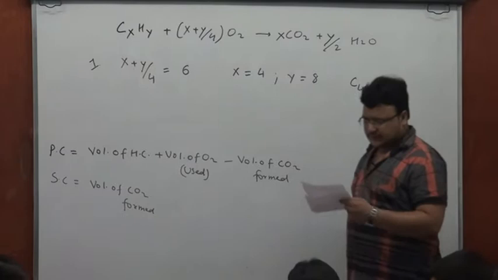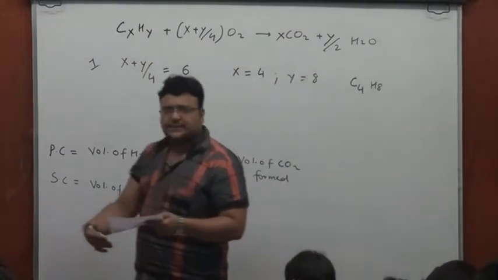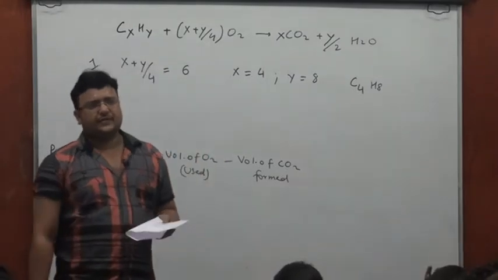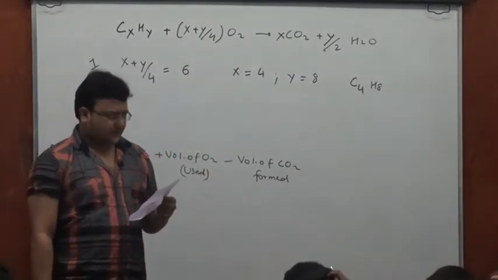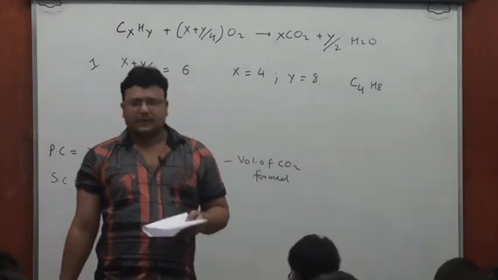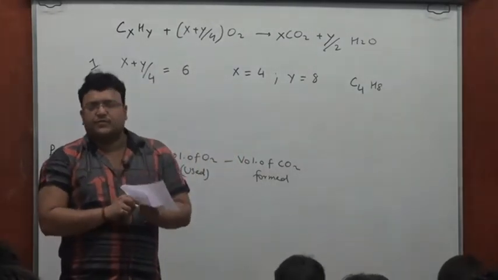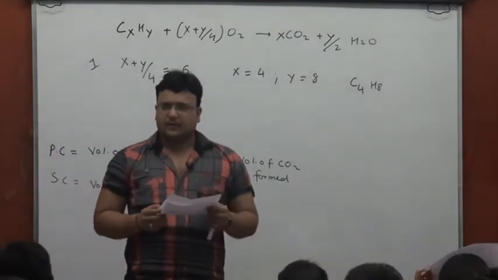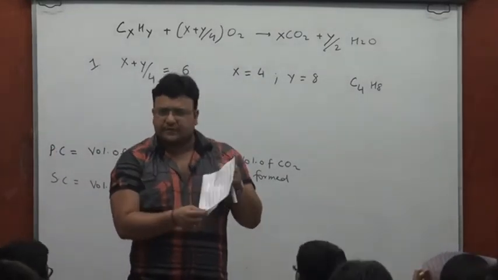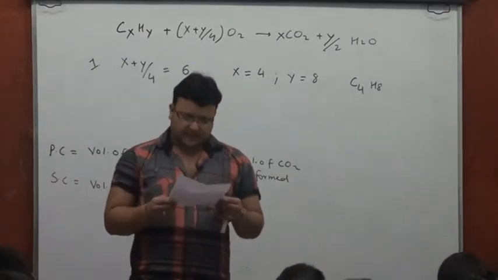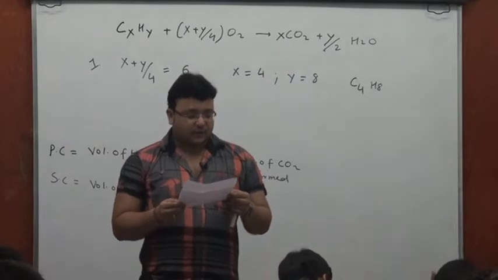Second one, we'll skip the second one for the time being. Question 3, and maybe we'll want to read it together. Yes, all of you have a copy of this. Question 3: 5 ml of hydrocarbon was exposed to 30 ml of oxygen. The resultant gas on cooling is found to measure 25 ml.